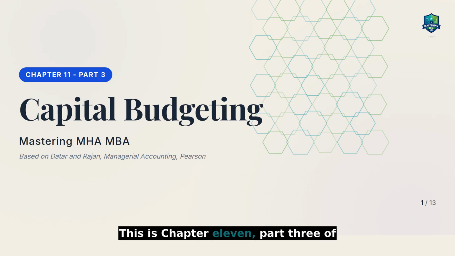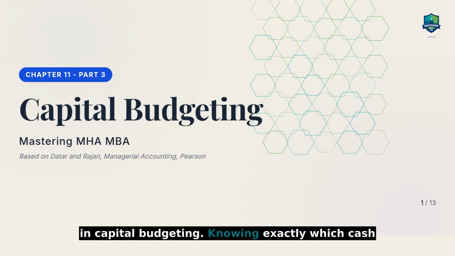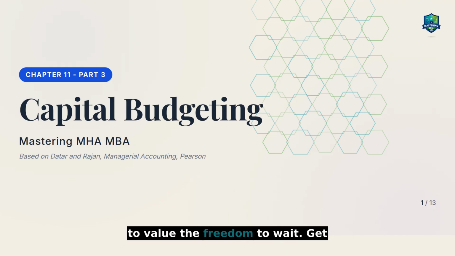This is Chapter 11, Part 3 of 3. We have the methods. Now we feed them the right numbers. This part is about the hardest and most valuable skill in capital budgeting, knowing exactly which cash flows belong in the model, how taxes reshape them, and how to value the freedom to wait. Get this right and every method works. Get it wrong and none of them do.